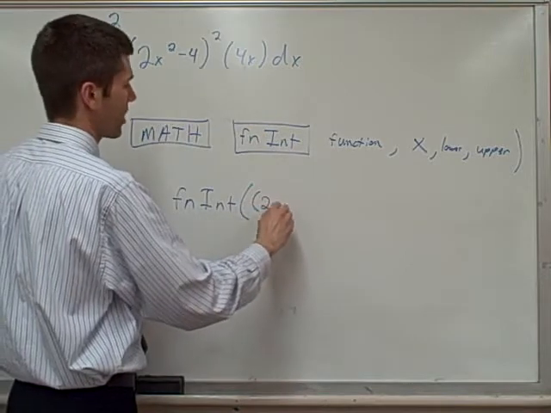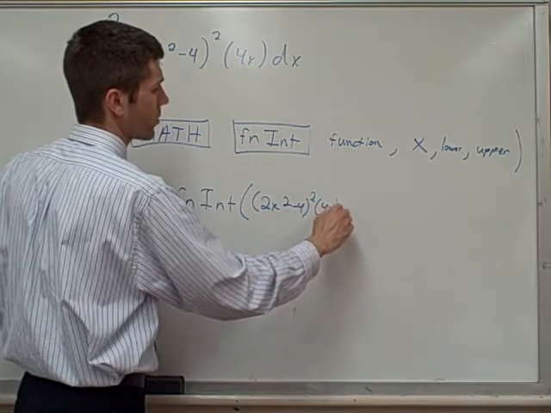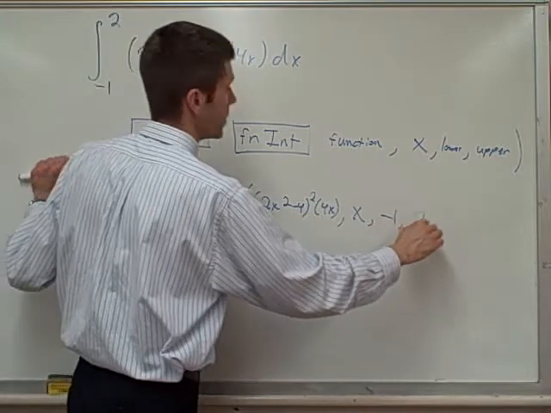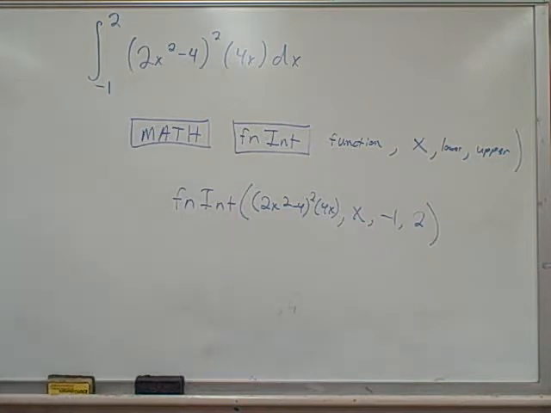So parentheses and all, 2x squared minus 4 squared 4x. You might be way ahead of me on this. That's okay. Comma x, comma, -1, comma, 2, close parentheses. Grab my calculator, we'll type this in, we'll compare it. We have 2x squared. At this point, you're probably done and waiting on me to verify your answer. You're going to have to wait another minute because I'm not quite there yet.